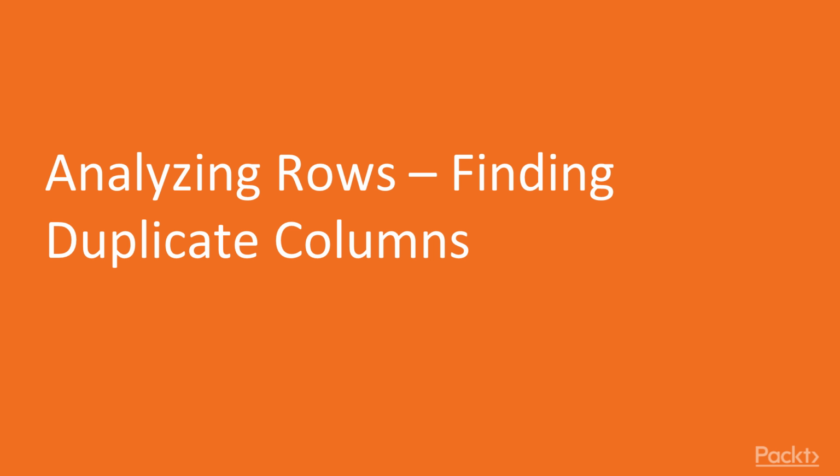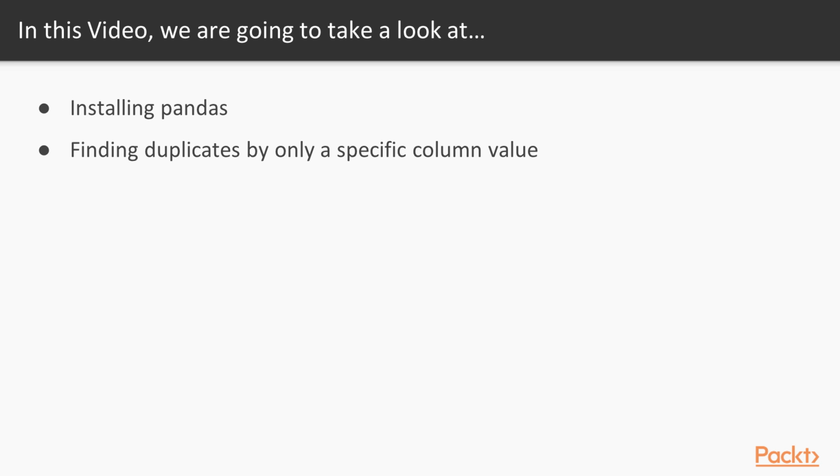processed or not. In this first video, we'll be analyzing rows and we will try to find duplicate rows based on a specific key. Firstly, we'll start by installing the Pandas library. That library helps us with manipulating and doing analysis on a row basis. And we'll also be finding duplicates by only a specific column value using that Pandas library.